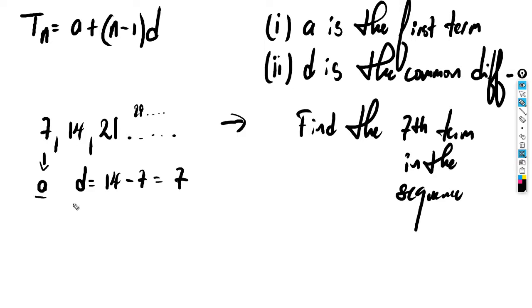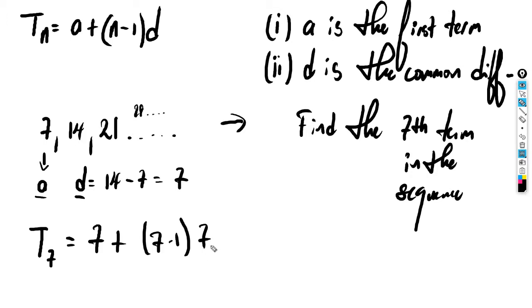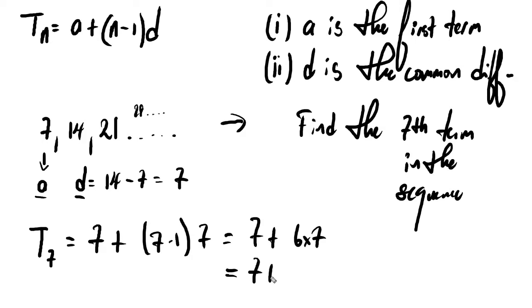So now we have A and we have D, so we can use the formula, which is t to the 7. We're trying to find the 7th term in the sequence, so t to the 7th, and we'd have the first term, which is 7, plus 7 minus 1 times D, which is 7. So we're going to end up with 7 plus 6 times 7, and 6 sevens is actually 42, okay? So it should be 7 plus 42, which is equal to 49, which is the 7th term in the sequence, okay?